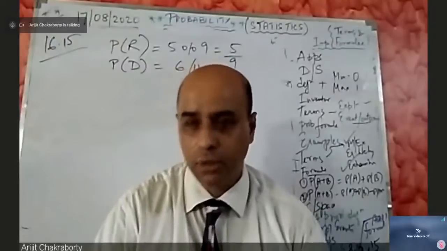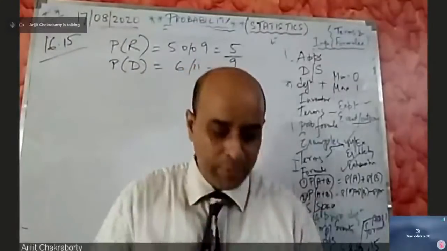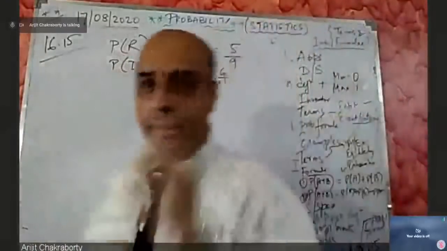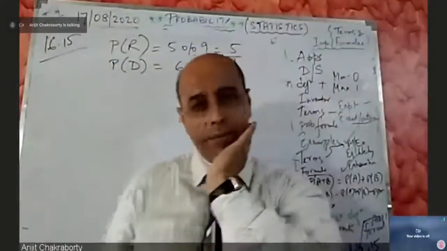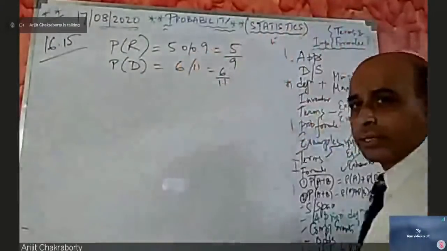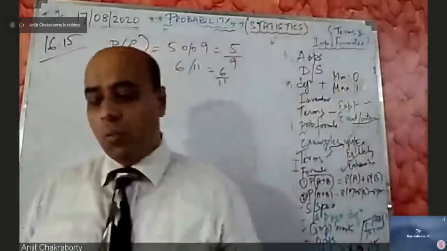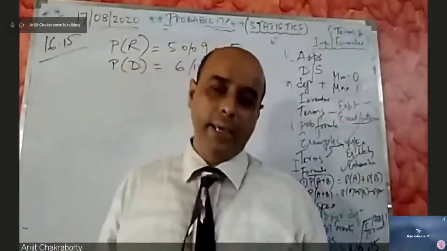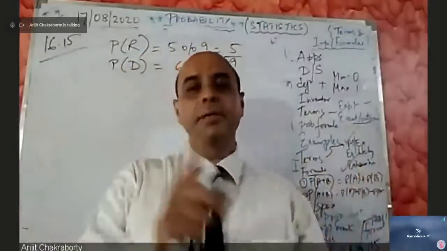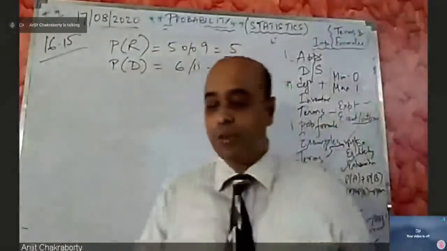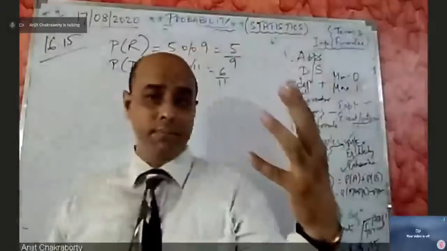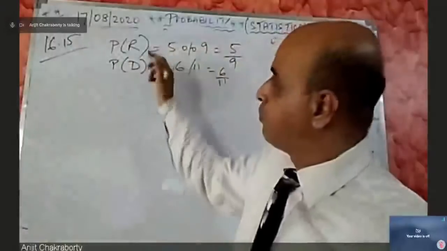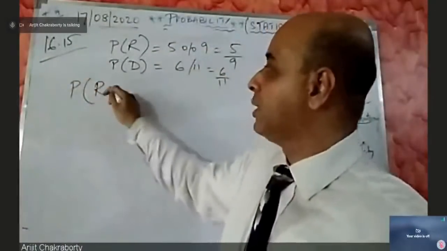Please think. Rupesh has the probability 5 by 9 to hit the target. David has a probability of 6 by 11 to hit the target. Now the question is, what will be the probability that the target is hit once they both try? Which means either David or Rupesh will be hitting the target. The target can be hit only with one bullet. So either of them. So in this case, you have to find P(R union D).